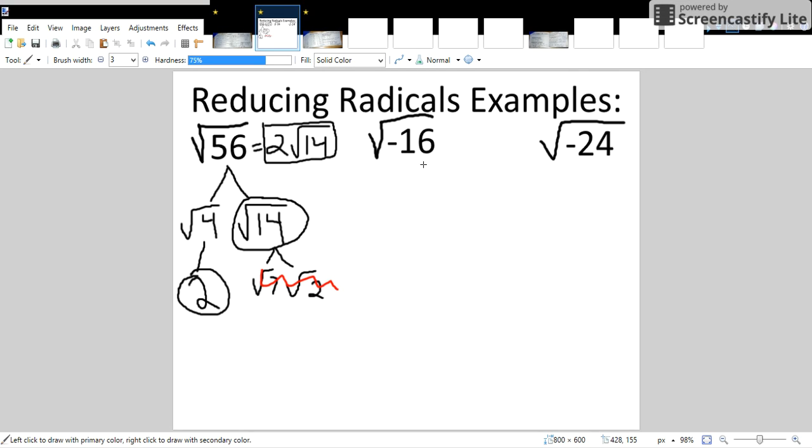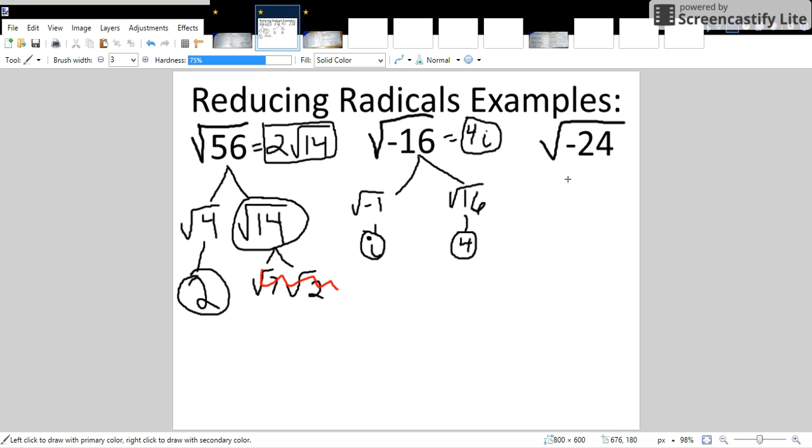Okay, try the next example. Remember, the square root of negative 1 is i. Okay, we know that this is negative, so we can pull out a square root of negative 1, which we know is i. And we're done with that part. Now we have the square root of 16. The square root of 16 is a perfect square. It equals 4. So we have 4 times i. Our reduced form would be 4i.